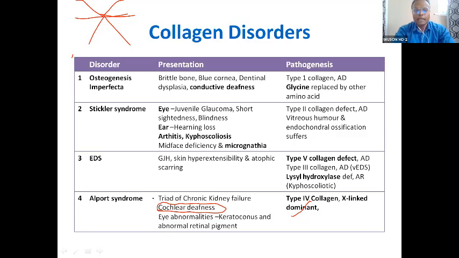Alport means always kidney failure, and kidney failure means there will be hematuria. We have done the question. This is nephritic syndrome, chronic nephritic syndrome in a child. A 2-3 year old child will have kidney failure because of Alport syndrome. This is X-linked dominant. Dominant means it will appear in both male and female. Recessive is in males only, mainly male. But with dominant, you will see this disorder also in females.